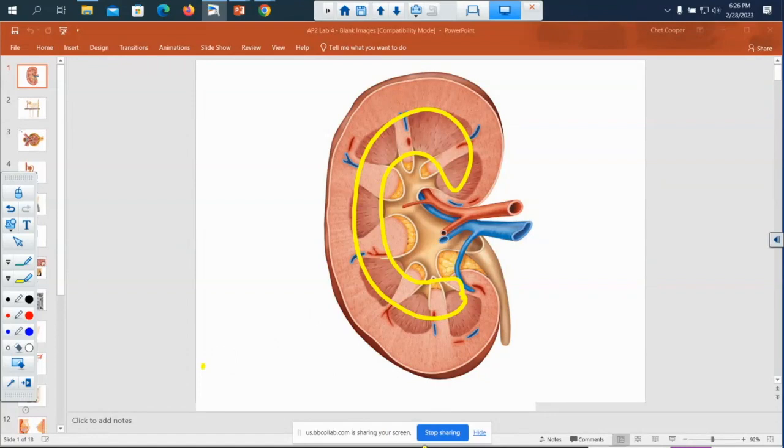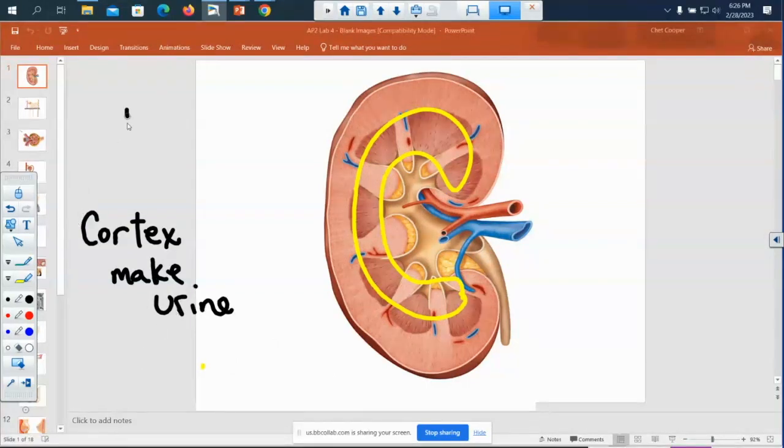It's this part of the kidney where those pyramids are. What's it called outside of it? Cortex. Just so you know. The cortex is where we make urine. Okay. And the structures out there that make the urine are going to be called nephrons. The structures in the cortex where we make the urine are going to be called nephrons.